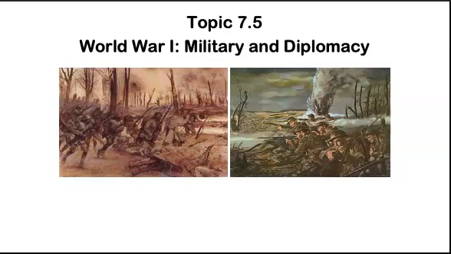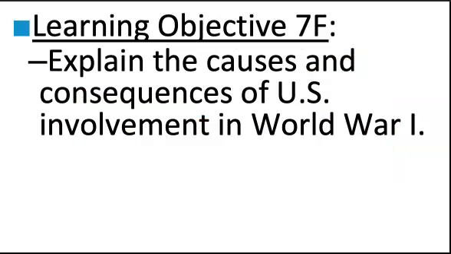We're here for our next lecture in AP US History. Today we're covering topic 7.5, World War I, Military and Diplomacy. Our learning objective today is learning objective 7F: explain the causes and consequences of US involvement in World War I.